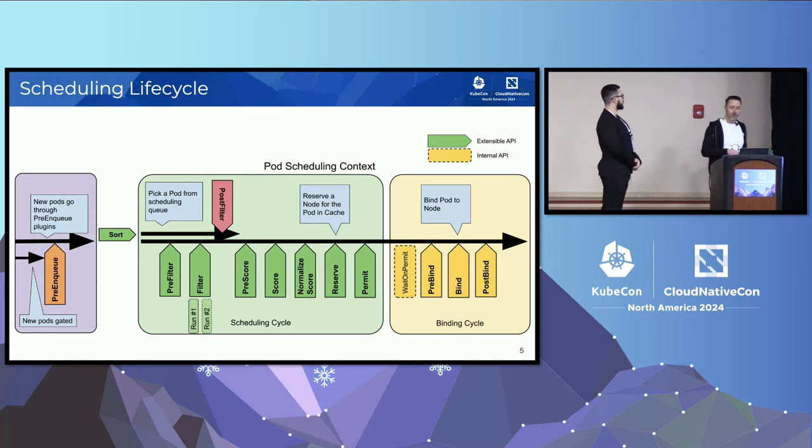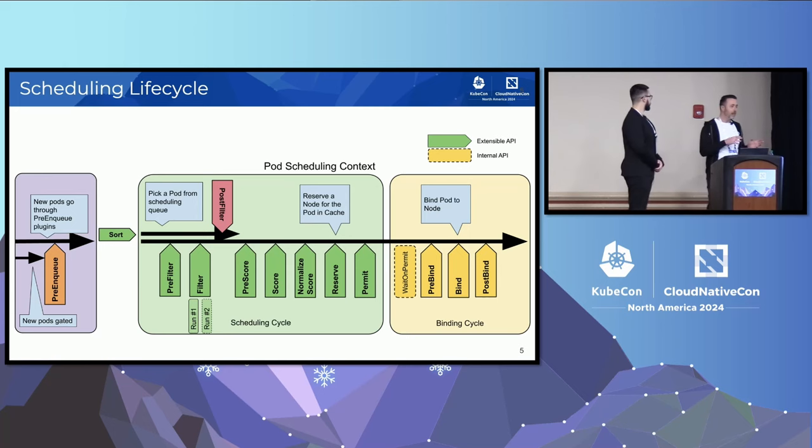In the queuing group, we start with pre-enqueue. This is before pods enter the scheduling queue. The scheduler can already filter them. This will ensure that only the eligible and properly configured pods proceed to the next step. Next step is sort. Once the pods are in the queue, the scheduler will sort them based on criteria, like priority. That will ensure that the most critical or higher priority pods are scheduled before others.